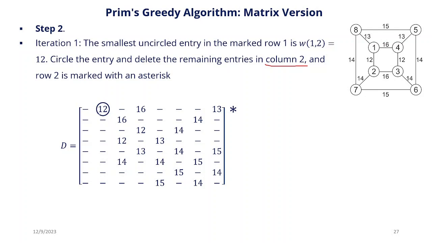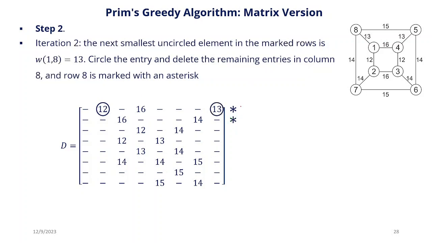So once you circle the smallest entry in this asterisk row, you now delete every other thing in that particular column. We'll be doing this step by step. So take note that we are dealing with column 2. Since we are dealing with column 2, we now mark row 2 with an asterisk. You can guess what we are going to do next. So we marked 2 rows.